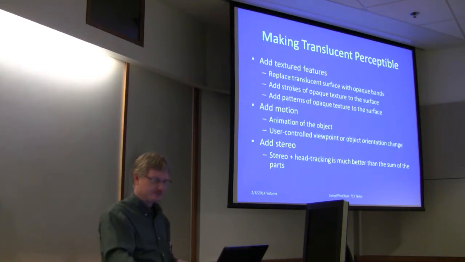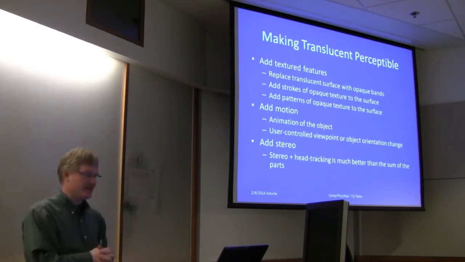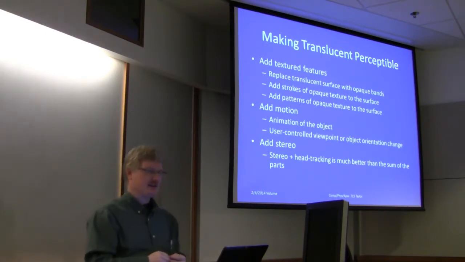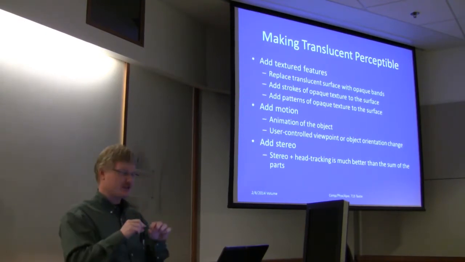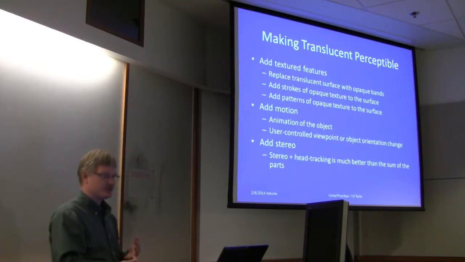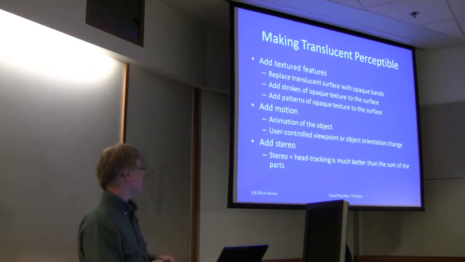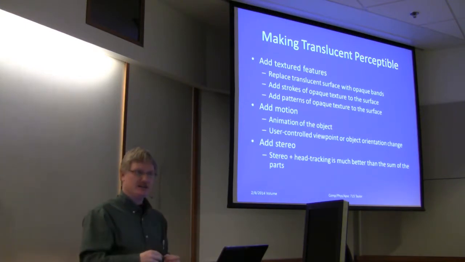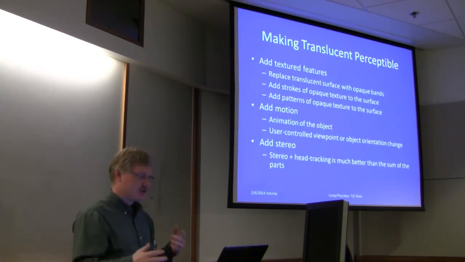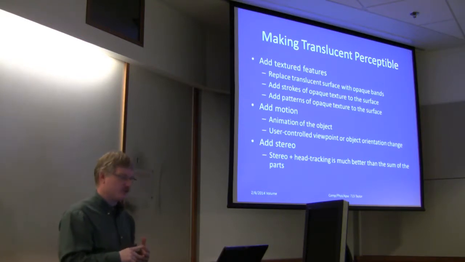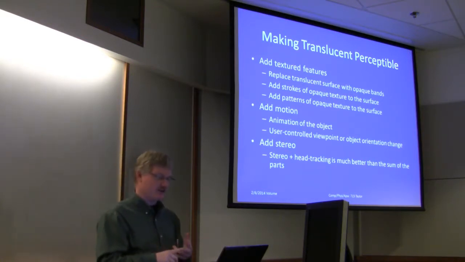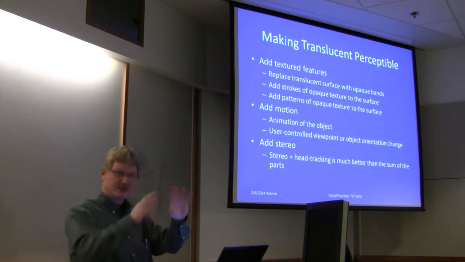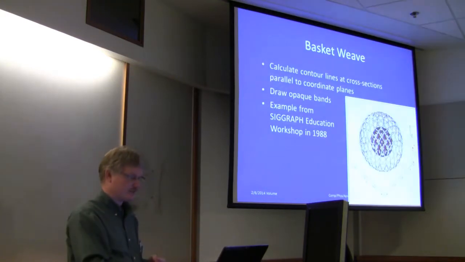That's right. All right. So again, we know about making translucent things perceptible by adding texture features. You can either replace translucent surfaces with opaque bands, strokes, or patterns of opaque texture, and we're going to go through some of these. And it turns out that adding stereo and head tracking is better than the sum of the parts for this. So there are two things you can do in terms of texture, and we're going to see those, but the motion can really help understand what's going on in these 3D shapes, especially with semi-transparent objects.